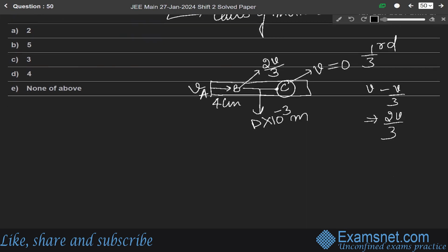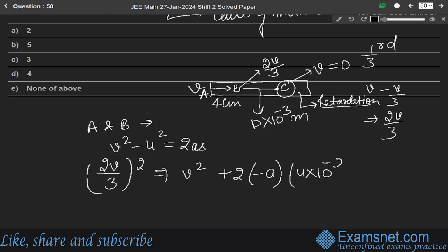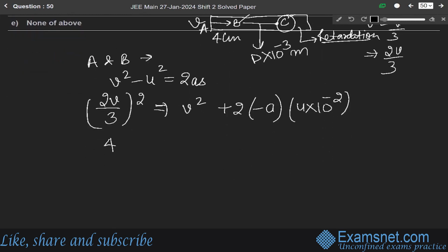So for points A and B, using laws of motion, v square minus u square equals 2as. Since it is going inside a fixed target, it is doing retardation, not acceleration. So v at point B is 2v over 3, whole square, equals u square, that is v square, plus 2 into a, where a is negative retardation, into s. s is 4 centimeter, that is 4 into 10 to the power minus 2 meter. Now solving it, we get 4v square over 9 equals v square minus 2 into 4, 8a into 10 to the power minus 2.